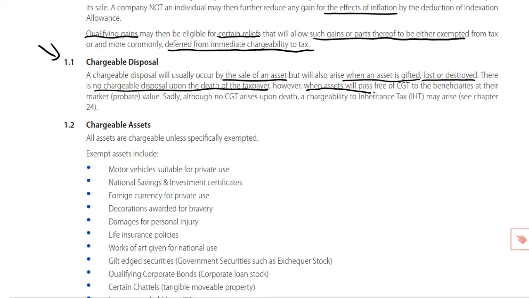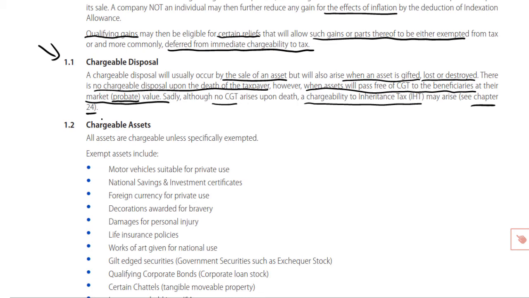is that although assets will be free of CGT, those assets will then pass free of CGT to the beneficiaries at what is still good news, at their market value, otherwise known as probate value. I'll come back to that in a moment. But the sad part about this is that although there is no CGT on death, we will see chargeability to inheritance tax. Yes, that other, and we'd probably say final, personal tax that we have to deal with here, inheritance tax. That may arise when we die. And for that, well, we'll see, again, a very large chapter, chapter 24, that deals with the entirety of what we need to know for inheritance tax.